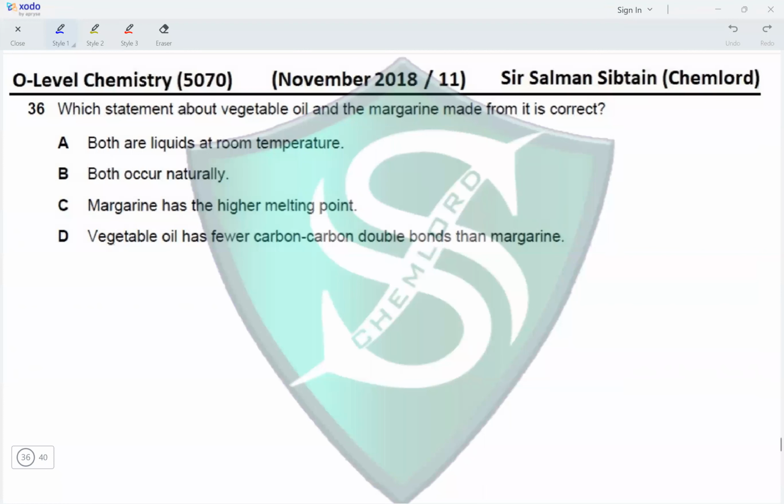Question 36. Which statement about vegetable oil and the margarine made from it is correct? Both are liquids at room temperature? No. Margarine is a solid, vegetable oils are liquids. Both occur naturally? No. Margarine is man-made. We hydrogenate vegetable oil to form margarine.